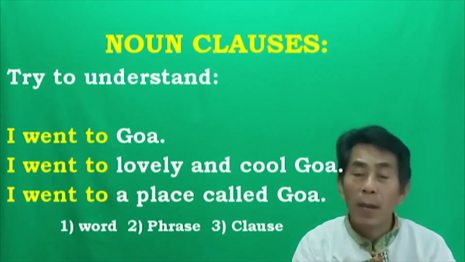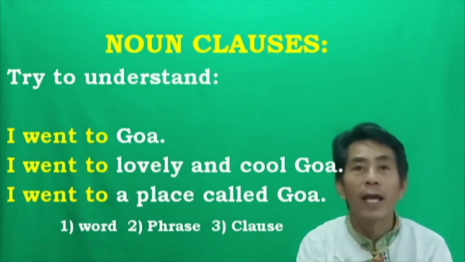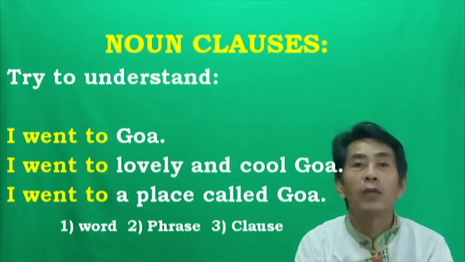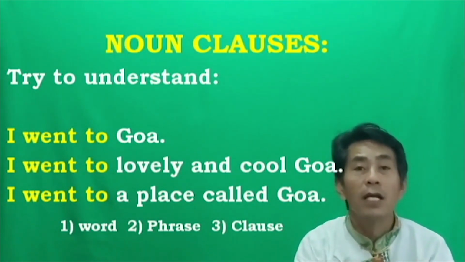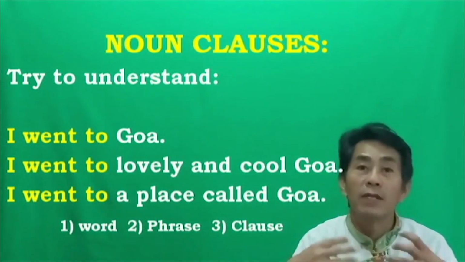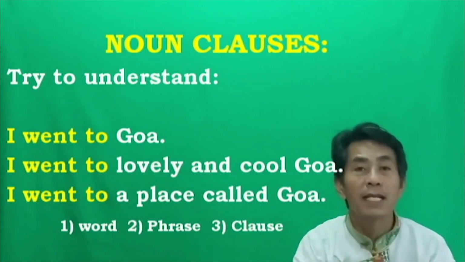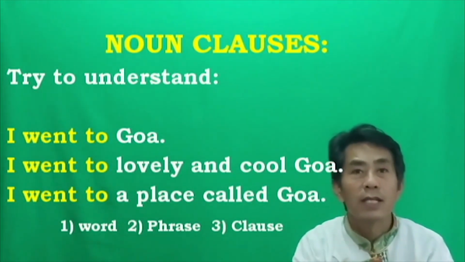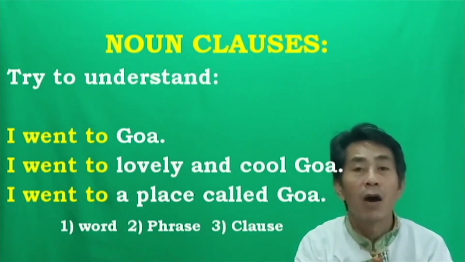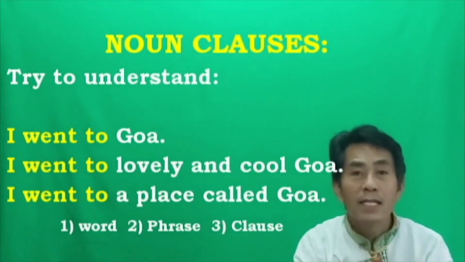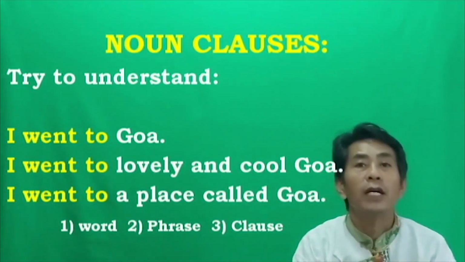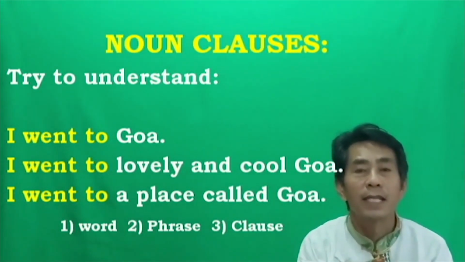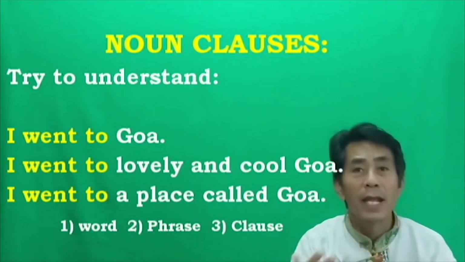Now the third one: I went to a place called Goa. A place called Goa is again a group of words, but this is a clause because we have a subject and verb. The subject is place, the verb is called. So you see the difference? The simple noun, noun phrase, and noun clause. We are going to do the noun clause.